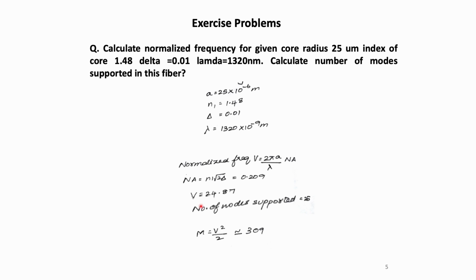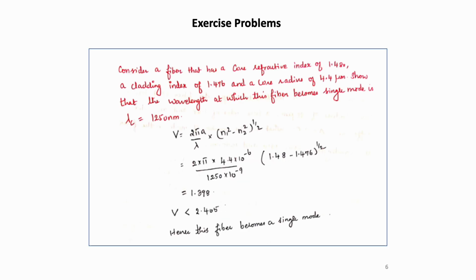So how can we calculate the number of modes? For the step index fiber, it is V squared by 2. For the graded index fiber, it is V squared by 4. So easily we can find the number of modes supported in the fiber.